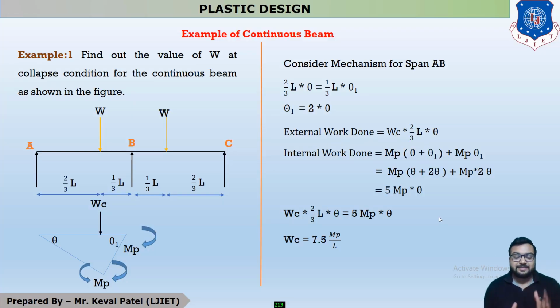Third lecture of examples based on continuous beam. Okay, so students, in the first lecture we will discuss our example number 1 and example number 2. In example number 1 it is clearly mentioned that you have to find out the collapse load. It means you have to find out Wc for a two-span continuous beam, and both spans are subjected to point load. Okay, so this example is covered in our first lecture.